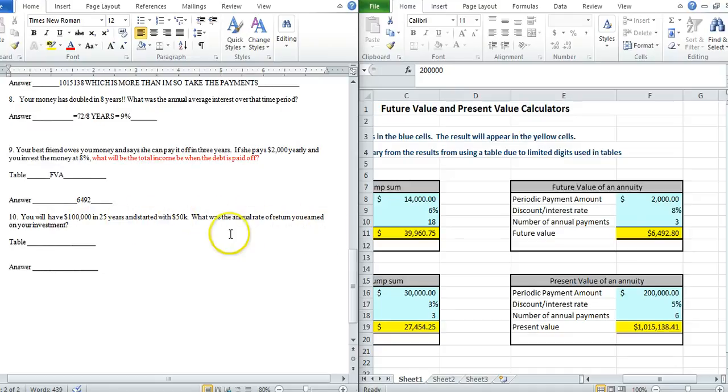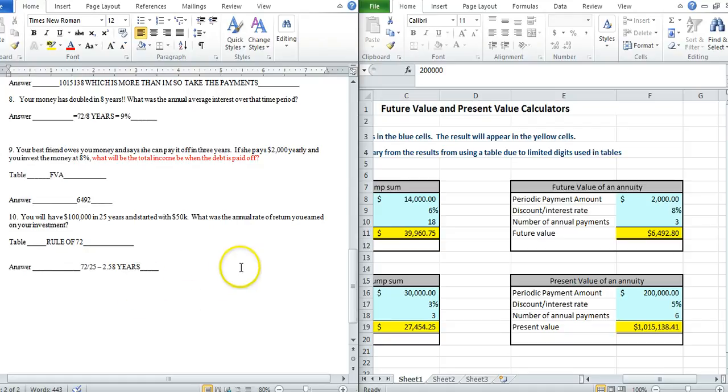Last question. You have $100,000 in 25 years and you started with $50,000. What was the annual rate of return you earned on your investment? Well, the first thing you should have noticed is that it's 50,000 to 100,000. So that is a doubling period, right? So if it's a doubling period, we can go ahead and use the rule of 72. And we can take down here 72 divided by 25 years. And what is that going to give us? A little less than 3, but I think it's 2.8 years that it took us to double our money.